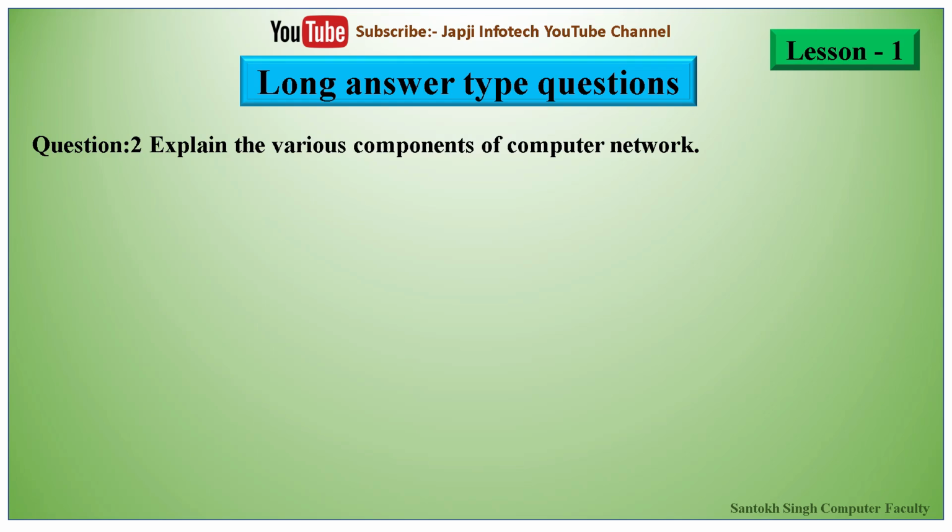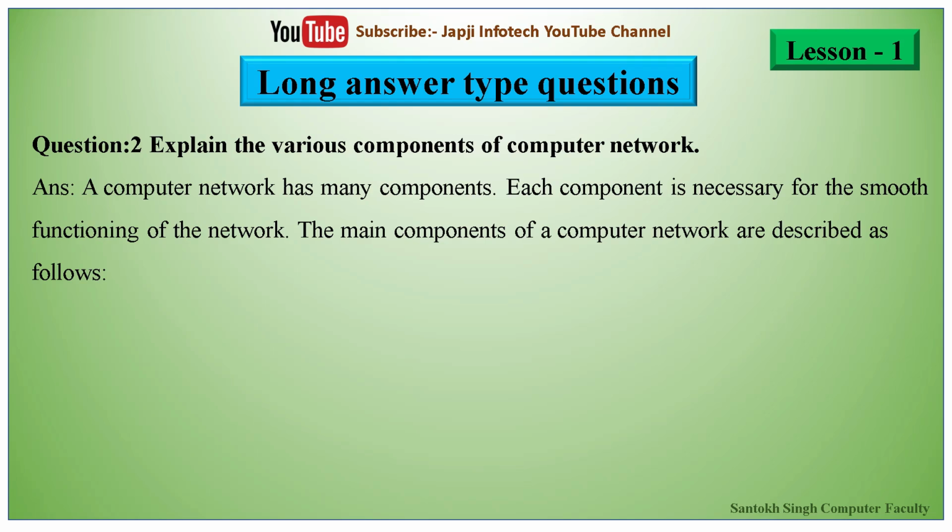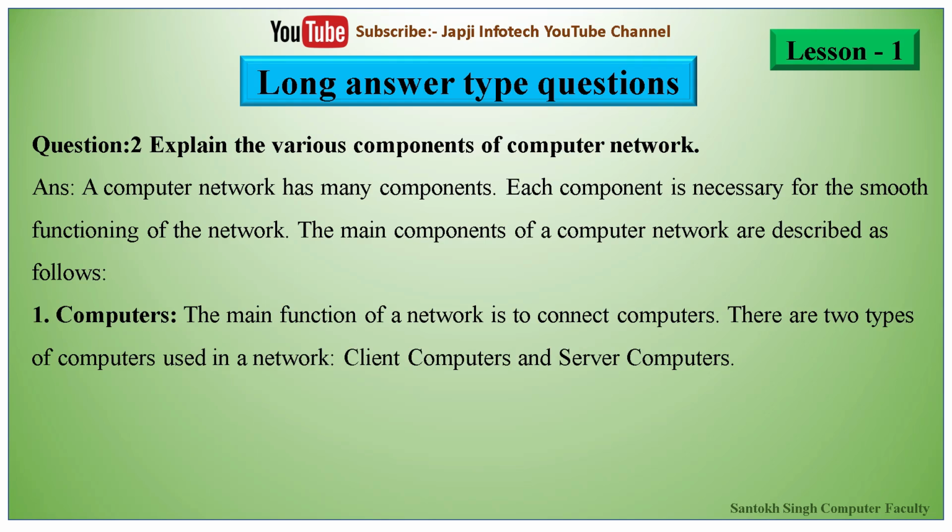And the second question is, explain the various components of a computer network. A computer network has many components. Each component is necessary for the smooth functioning of the network. The main components of a computer network are described as follows. The first one is computers. The main function of a network is to connect computers. There are two types of computers used in a network. The first one is client computer and the second one is server computer.